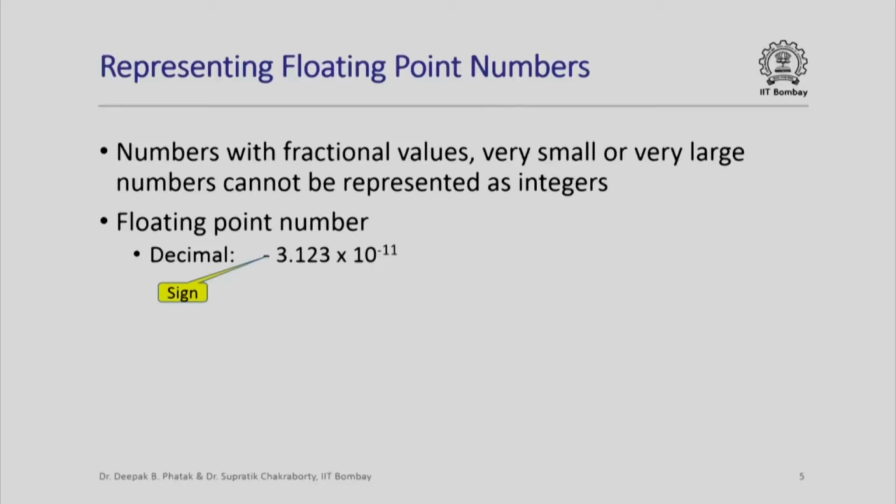Now this number, minus 3.123 into 10 raised to minus 11, is of course written in decimal, and in this representation there are several parts and I want to highlight them. The first is the sign, this is a negative number. Then we have this 3.123, which is also called mantissa, and then we have the base, which is 10 here, and finally we have the exponent, which is minus 11 here.